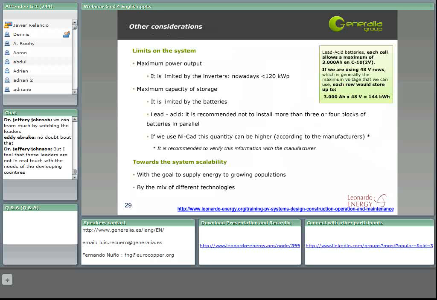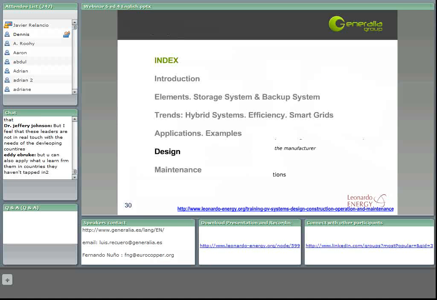Anyway, as we have already said, we recommend you to check day by day with the inverters manufacturer, because they are working towards the system scalability in order to supply energy to growing populations, and with the introduction of mixtures of different types of energy, such as the wind energy, the hydraulic energy, and the solar energy.